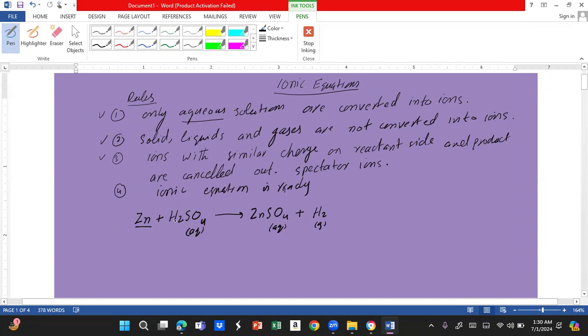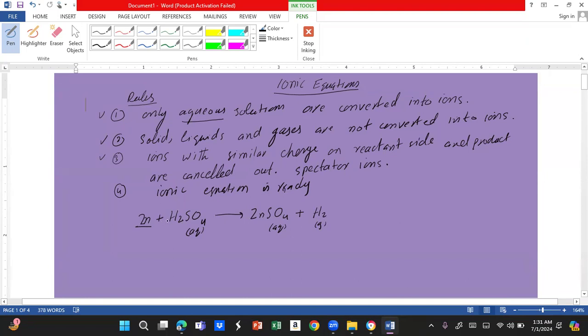A metal which is more reactive than hydrogen in the reactivity series only reacts with acid. Otherwise, a metal which is less reactive than hydrogen, meaning below hydrogen in the reactivity series, won't react with it. There are some exceptions. For example, copper does react with H2SO4, but in that case, it should be concentrated, not dilute. I am talking about dilute acid in general.